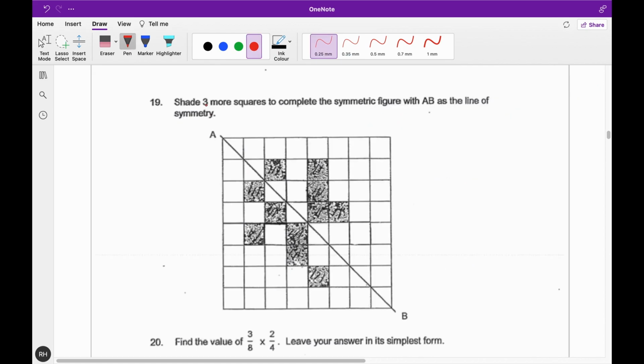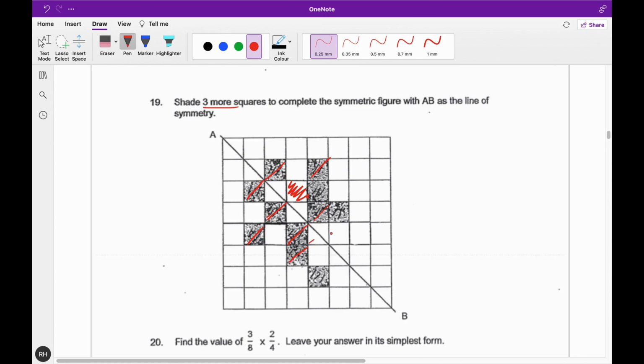Question 19. Shade 3 more squares to complete a symmetric figure with AB as the line of symmetry. Okay, so basically you have to be the same route. So we know here is 1 spacing, 1 spacing. Here is 1 spacing. Okay, so here must be shaded as well. Here is 1, 2. Okay, so 1, 2, correct. So there's 1 line, correct.